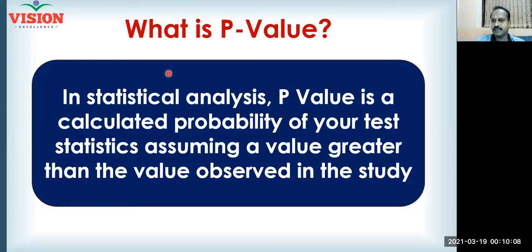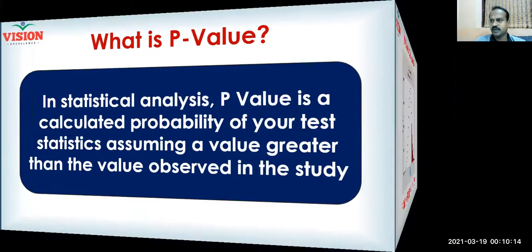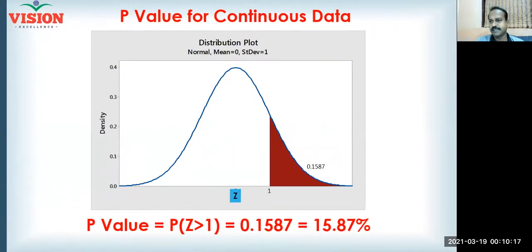So with that understanding, let us calculate p-value for a certain scenario. You are seeing a standard normal distribution. I call it standard normal distribution because mean is 0 and standard deviation is 1. And the Z value in your statistical study is found to be 1. Now I want to calculate the p-value for Z equal to 1.